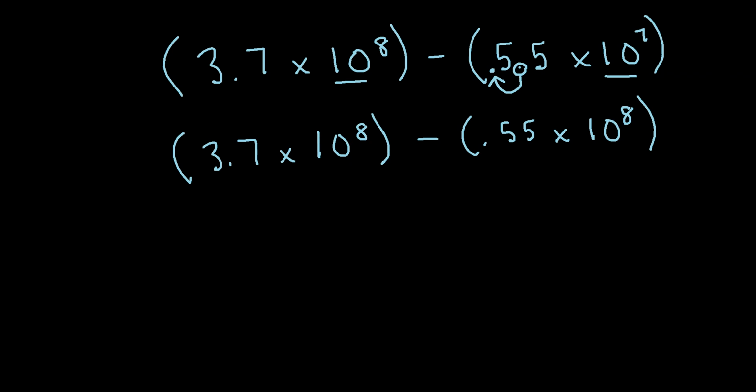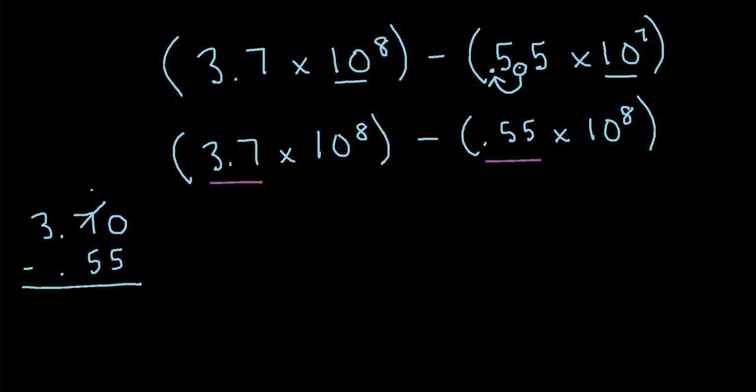So at this point, all we have to do is just subtract the coefficients, the numbers out front. So if we do that, let's see what we get. We have 3.7 minus 0.55. So here we can imagine there's just a 0 right here. So we get 0 minus 5.